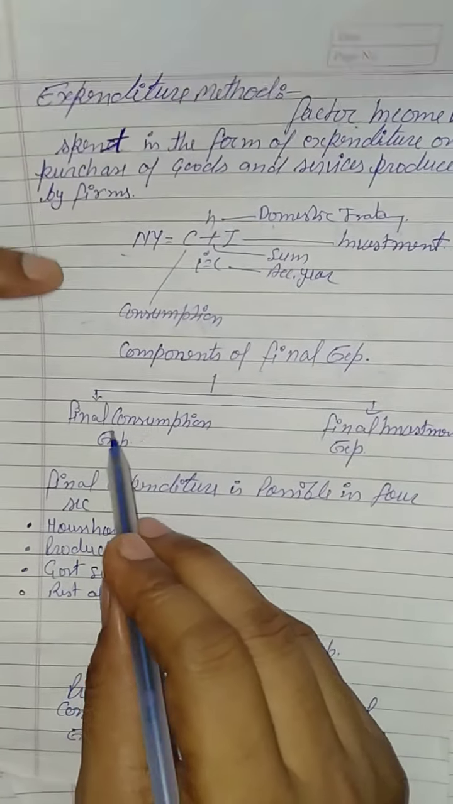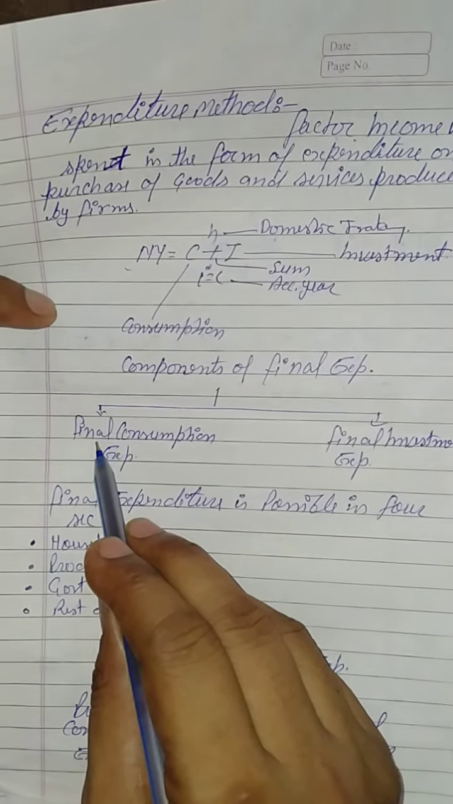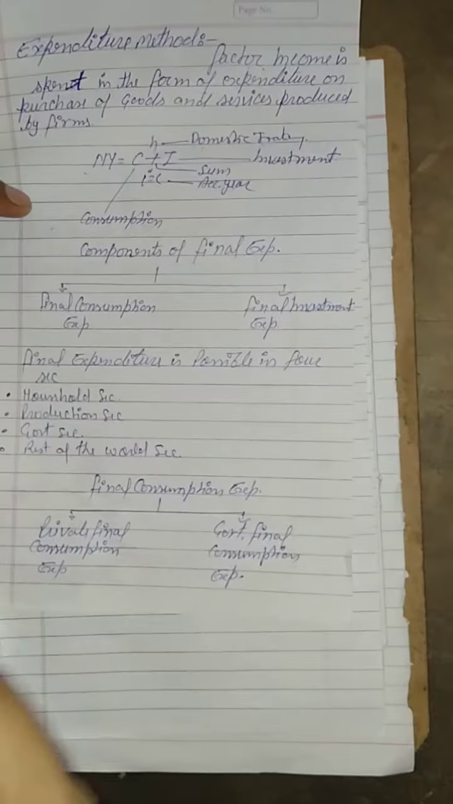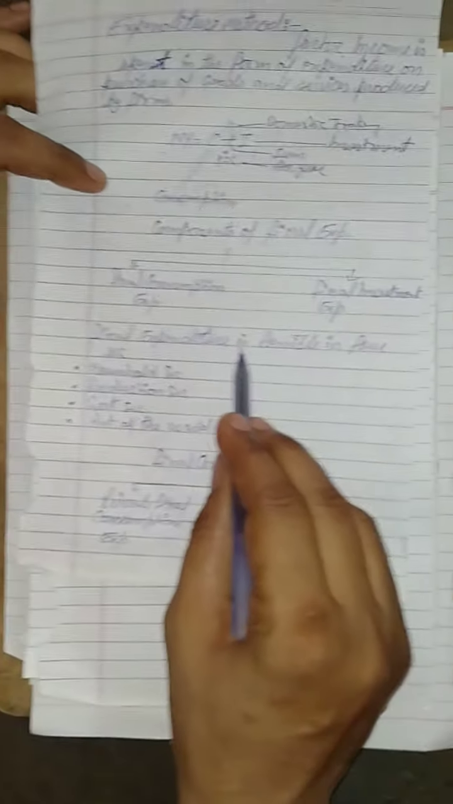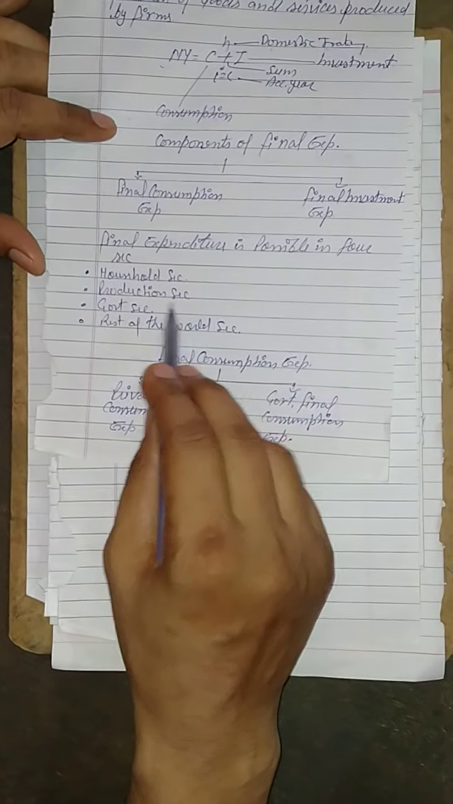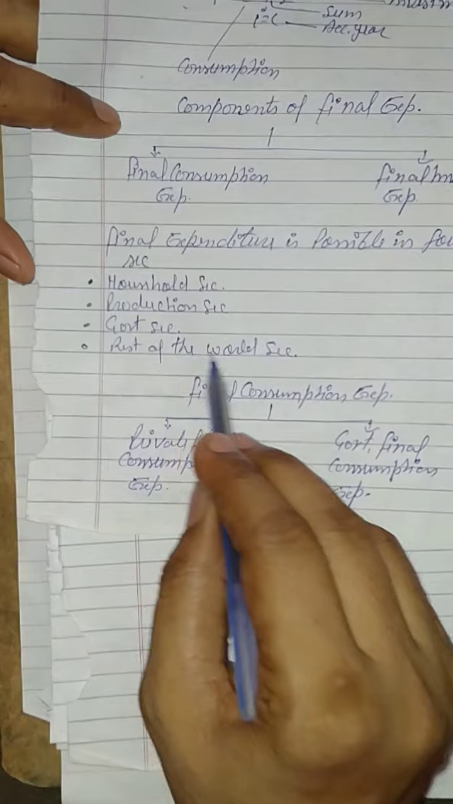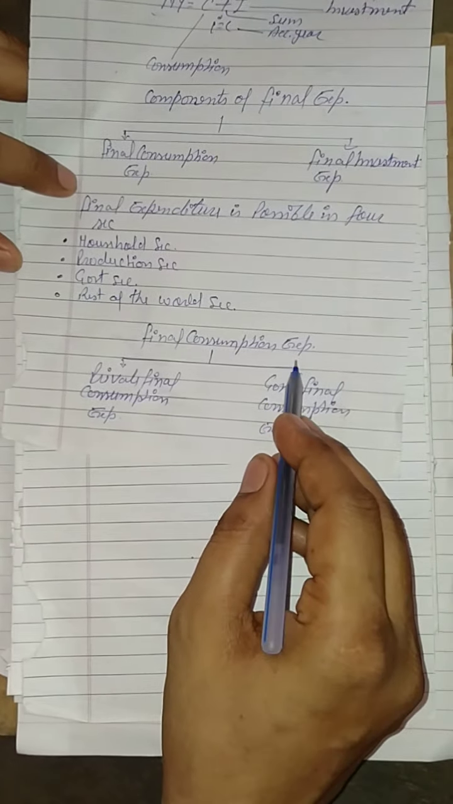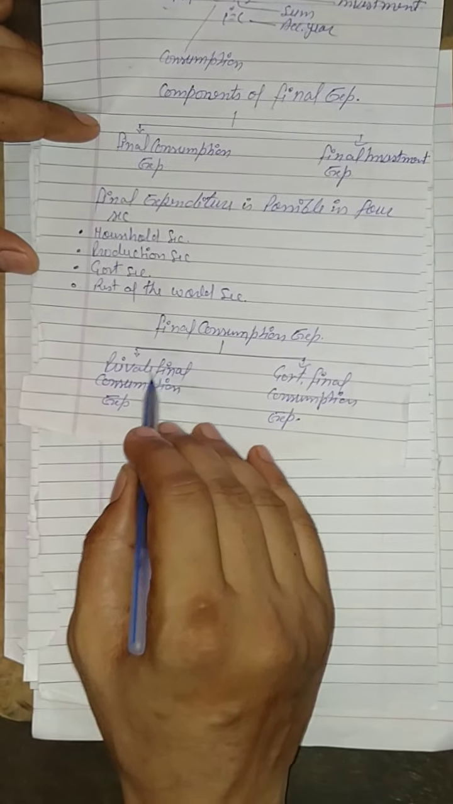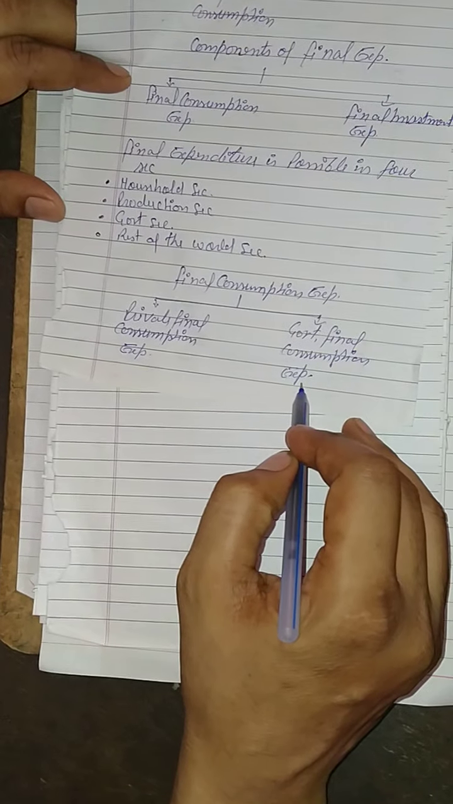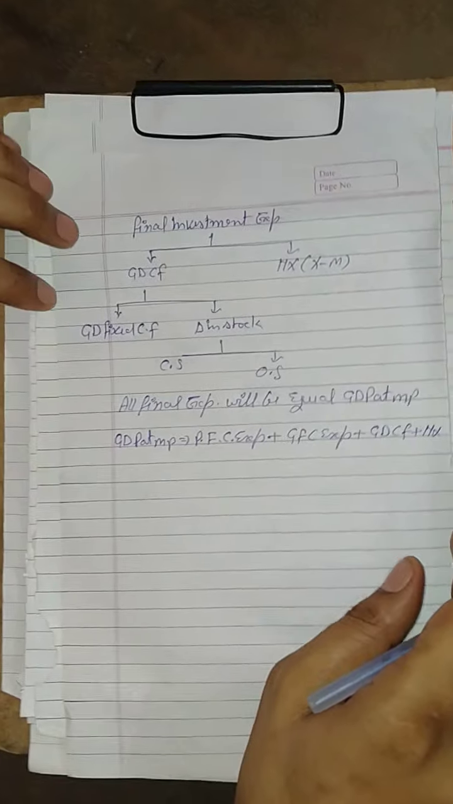Dear students, the final expenditure is classified in two parts: final consumption expenditure and final investment expenditure. Final expenditure is possible in four sectors: household sector, production sector, government sector and rest of the world sector. Dear students, the final consumption expenditure is classified in two parts: private final consumption expenditure and government final consumption expenditure. Clear beta? Now we will discuss final investment expenditure.